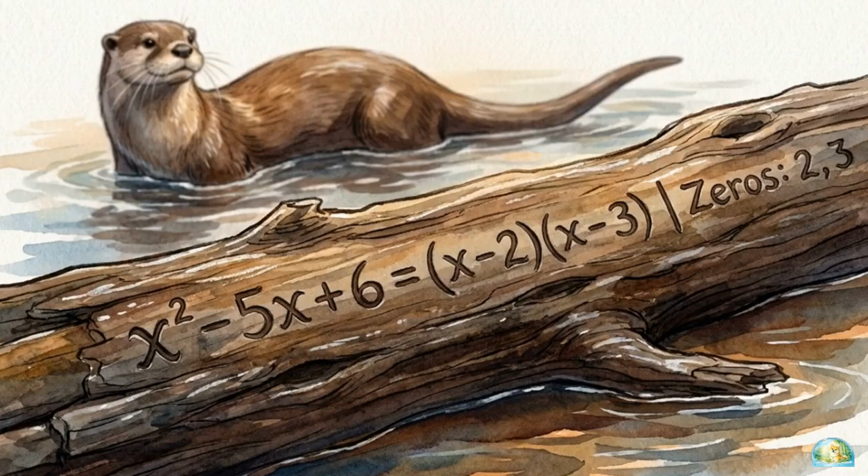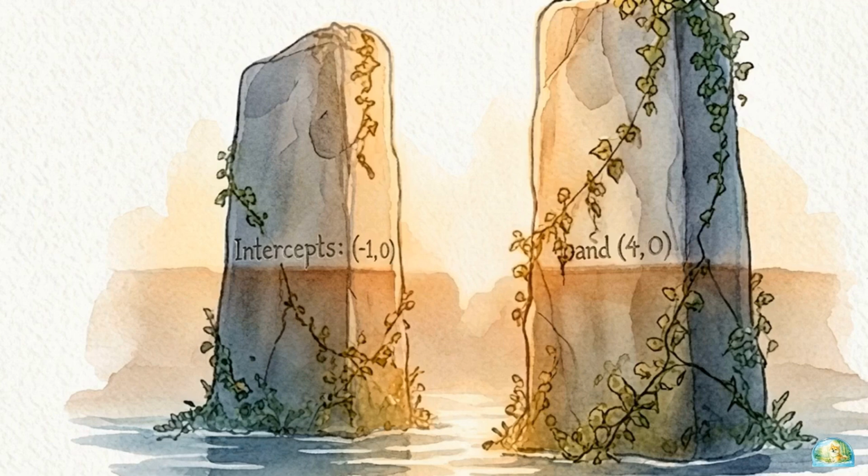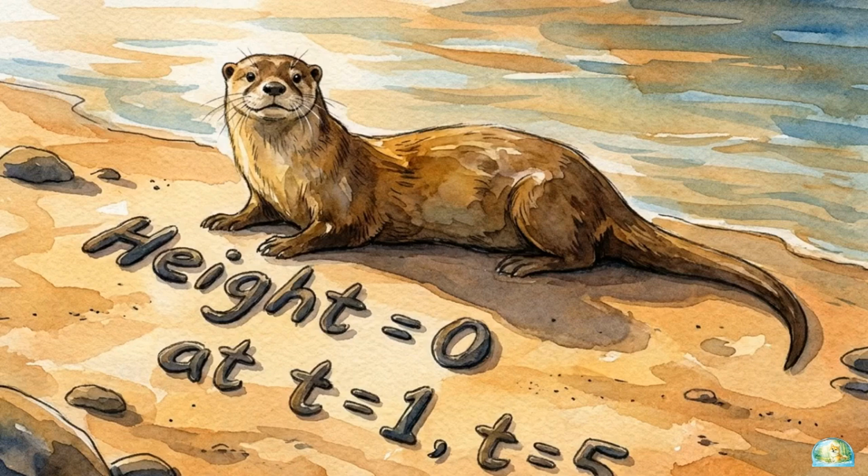x squared minus 5x plus 6 equals x minus 2 times x minus 3, so the zeros are 2 and 3. 2x squared minus 7x plus 3 equals 2x minus 1 times x minus 3, so the zeros are 1/2 and 3. The graph crosses at -1, 0 and 4, 0. The factors reveal that the object is at height 0 at t equals 1 and t equals 5.